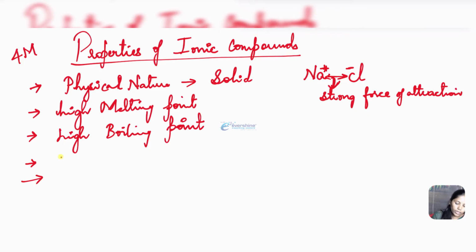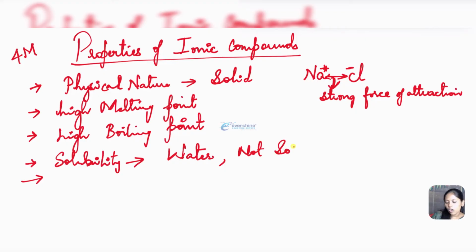And one more topic you should tell about is solubility. Ionic compounds are soluble in what? Ionic compounds are soluble in water. They are not soluble in organic compounds like petrol or kerosene, anything. So these are all the important properties of ionic compounds.